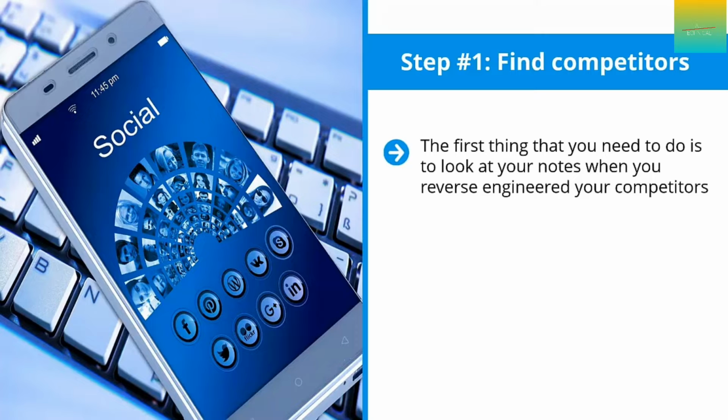The first thing that you need to do is look at your notes when you reverse engineered your competitors. These people are in the same niche as you. After all, you study them to get to the industry standard content strategy as well as page layout and design for your own Facebook page.